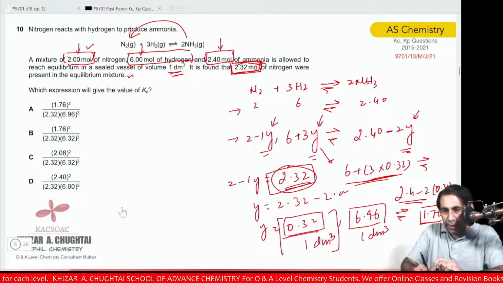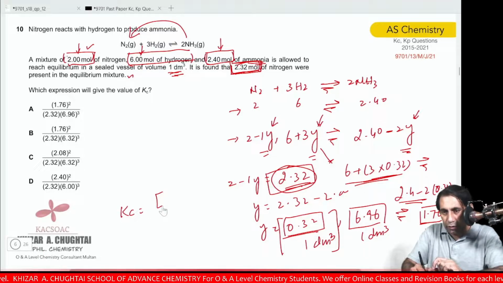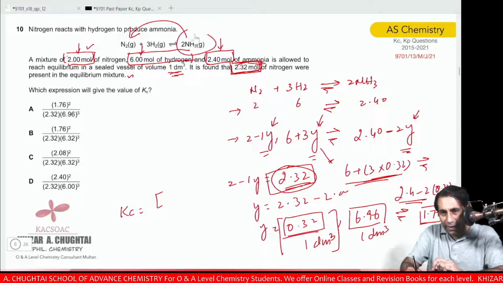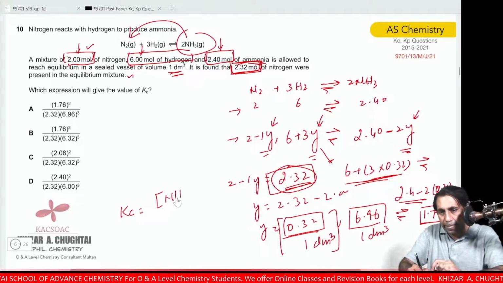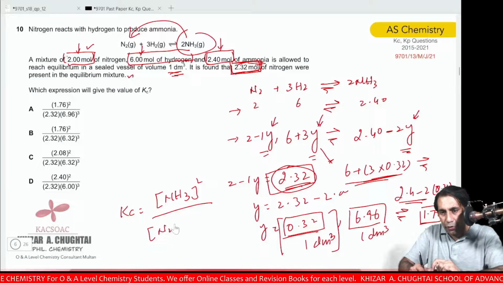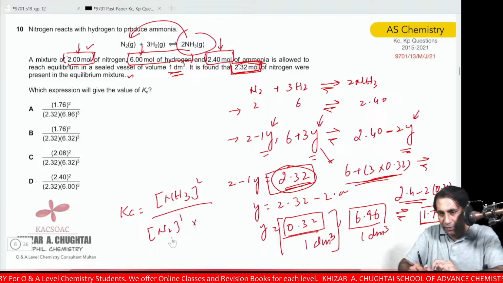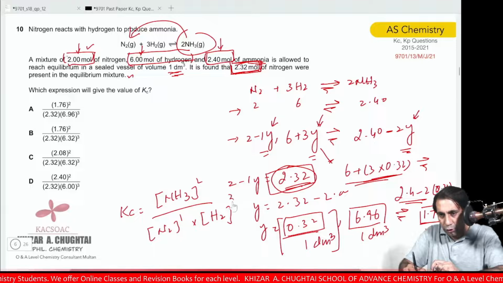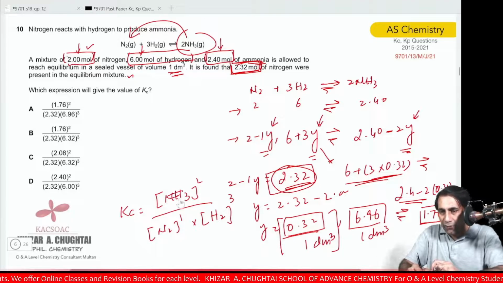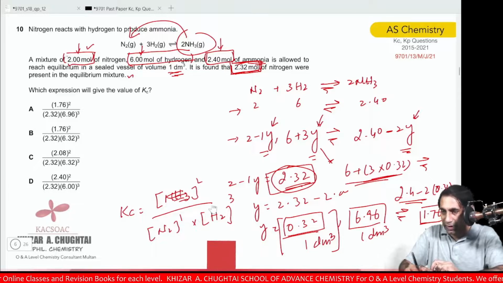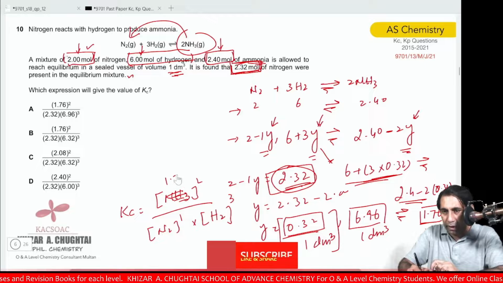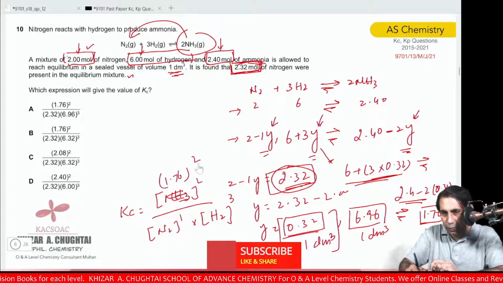Now come towards the expression of Kc for this reaction, that is equal to right hand side, that is NH3 raised to power 2 divided by concentration of nitrogen raised to power 1 and concentration of hydrogen raised to power 3. What is the concentration of NH3? That is 1.76 raised to power 2.